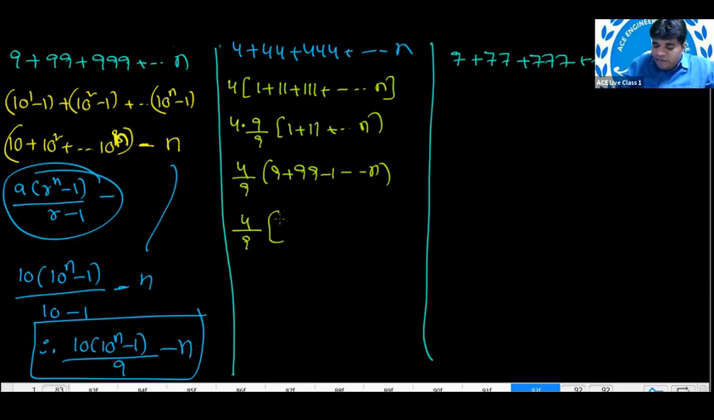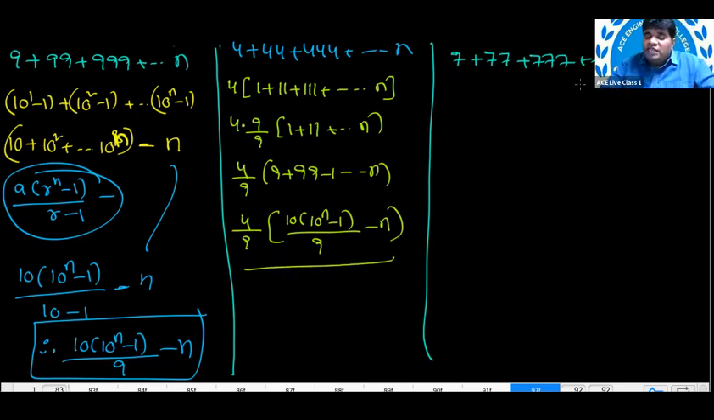What is the answer then? 4 by 9 into 10 into (10 power n minus 1) upon 9 minus n. Okay, this is the concept. So for 7 plus 77, what is the answer? 7 by 9 into 10 into (10 power n minus 1) upon 9 minus n.